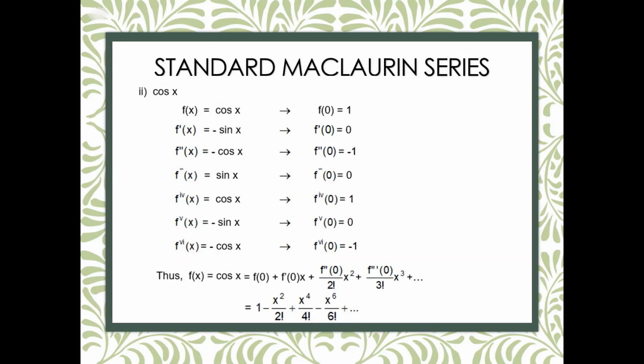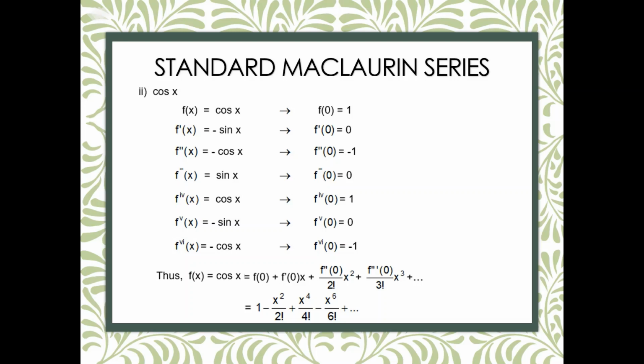Next is the Maclaurin series for cos x. To obtain the expansion, you need to differentiate cos x a few times and find all the values by replacing x with 0. Substitute these values accordingly into the Maclaurin formula and simplify, you will obtain cos x equal to 1 minus x to the power of 2 over 2 factorial plus x to the power of 4 over 4 factorial minus x to the power of 6 over 6 factorial plus so on.